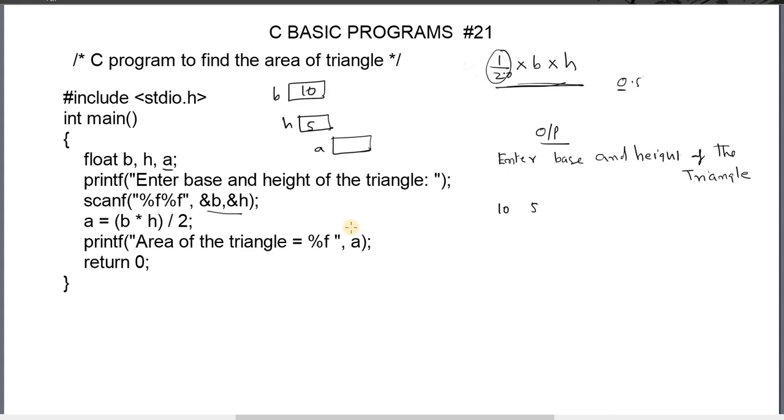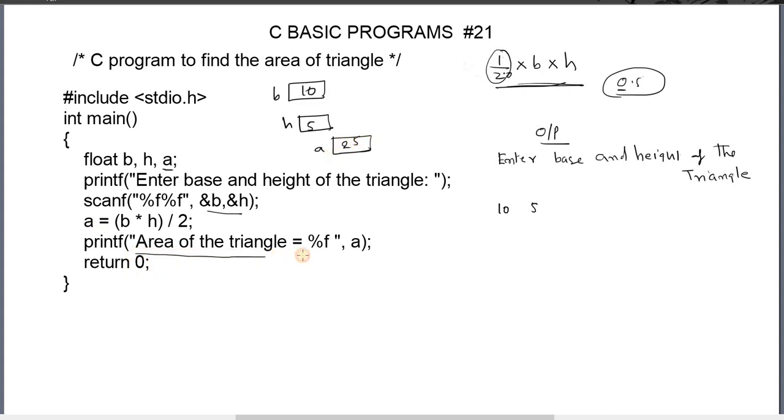Integer by integer gives only an integer. In 0.5, the integer part is only 0, and 0 into anything is 0. So you write like this. B into H will be calculated first, then it is divided by 2. Here 10 into 5 is 50 first. If you write like this, 50 by 2 is 25. If you write 1 by 2, you must write 2.0 here or 1.0. After executing this expression, A will get the result, that is 25.